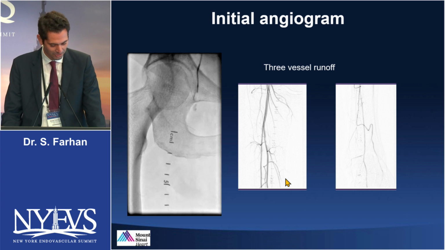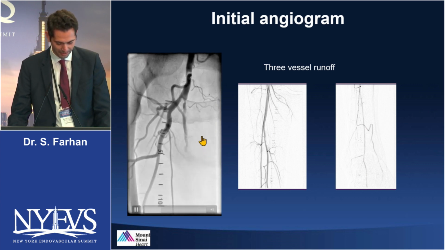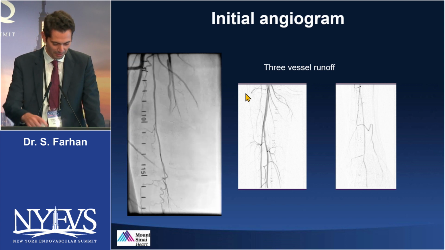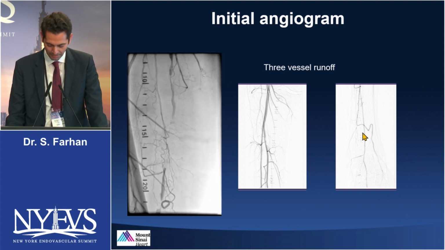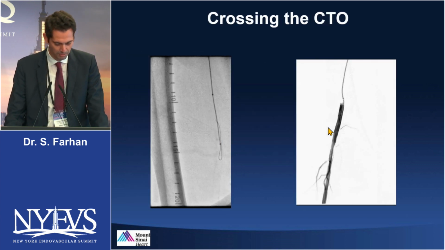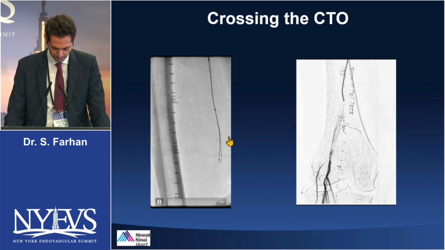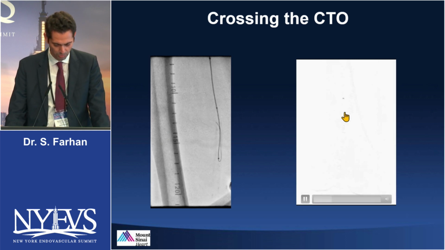And here is the initial angiogram obtained. As you can see here, there is a CTO on the right leg. Tibial vessels are quite good. And the colleague proceeds with CTO intervention with the typical technique with knuckle and glide wire. He does a true lumen cross.